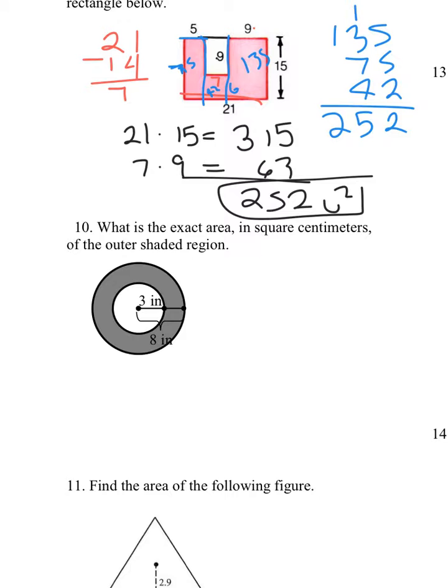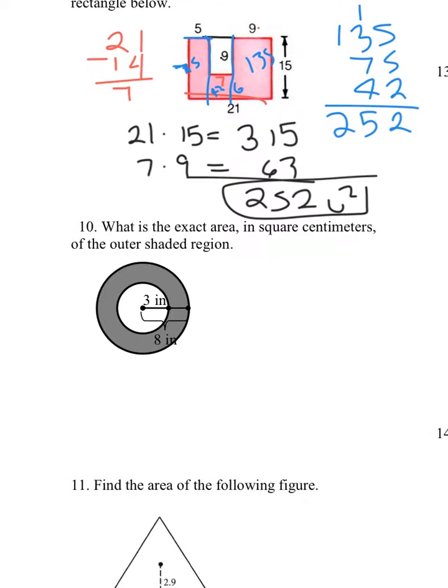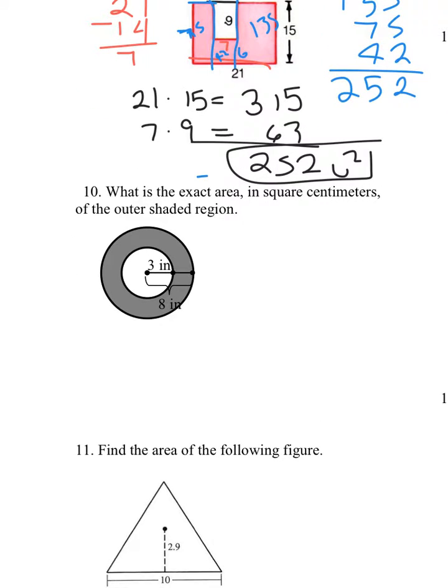Number 10, what is the exact area in square meters of the shaded region? Now, I actually didn't mention this probably during the day in most of the classes, but I'll do both here. When it says exact area, that means you don't want to round. So you're going to keep pi out of it, or that's one way you could do it. And what I simply mean is this.